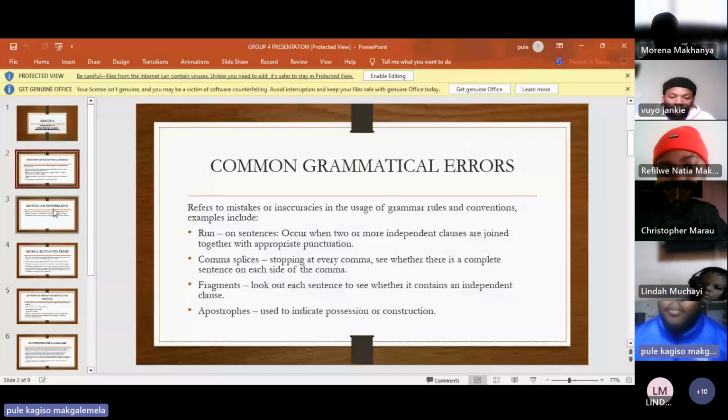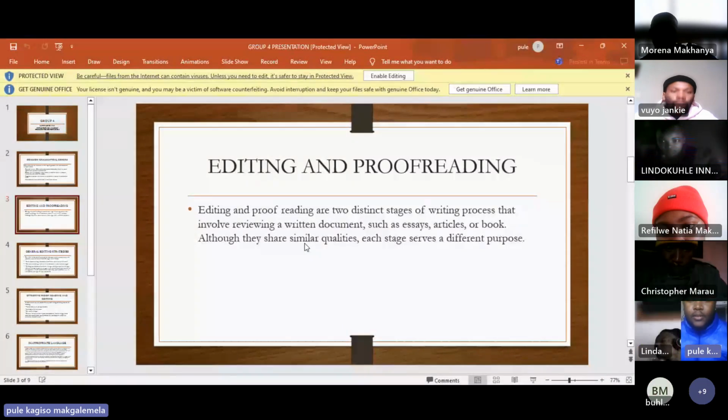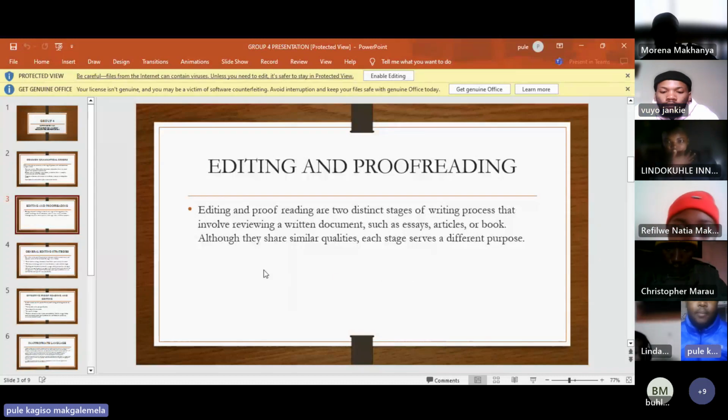So there is editing and proofreading. Editing and proofreading are two distinct stages of the writing process. It includes reviewing a written document such as an essay, article, or book. Although they share similar qualities, each stage serves a different purpose.